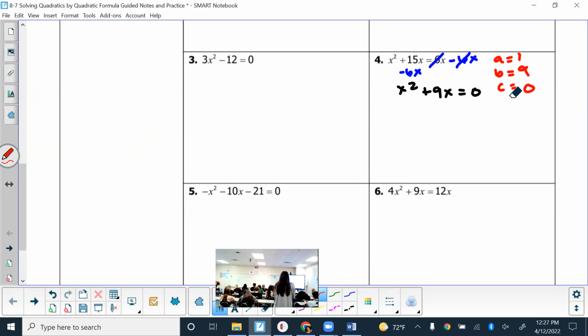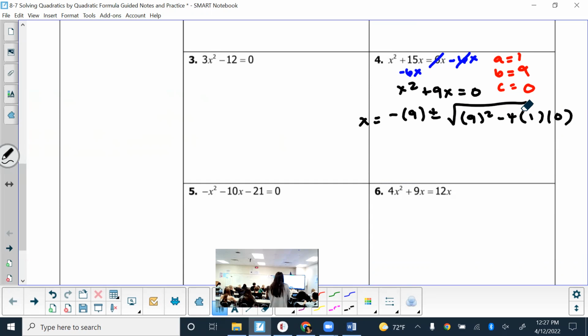Now, since you've identified your A, B, and C, plug it into your quadratic formula, which is also written on the board. So it's negative B, so negative 9, plus or minus the square root of B squared, 9 squared, minus 4AC. So minus 4 times 1 times 0. All over 2A, which A we said was 1. Any questions on the plugging in step? Again, you don't want to skip that step.